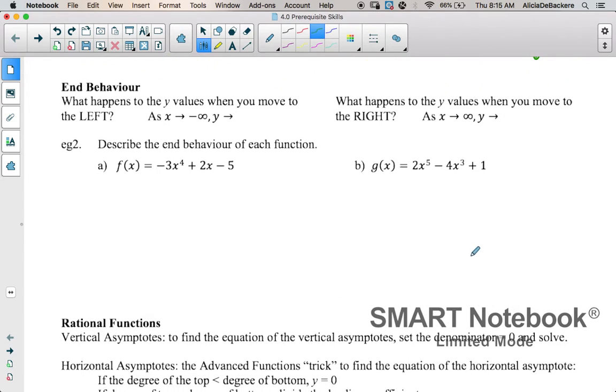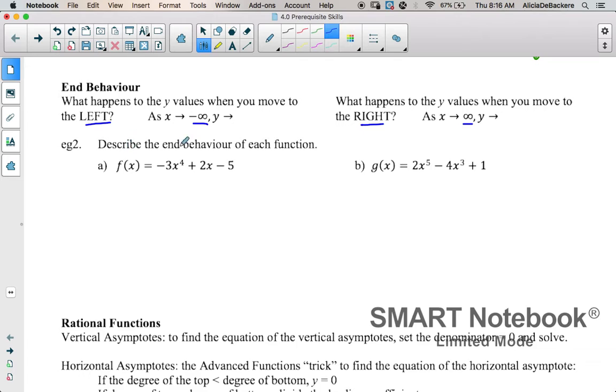All right, the next section we need to review is end behavior. So we learned about end behavior in advanced functions, and it looks like this. As x approaches negative infinity, y approaches, and we want to know what are the heights of the y values as I move to the left of the graph, right? Because I'm going to negative infinity. And then we do the same as we move to the right. So as I head to positive infinity on my x's, how far up or down am I heading?